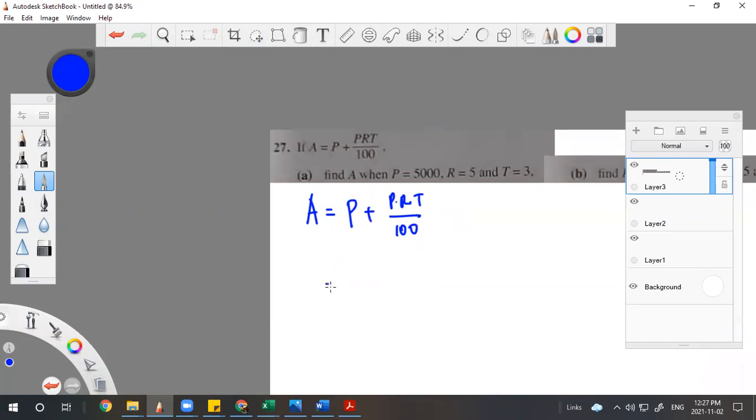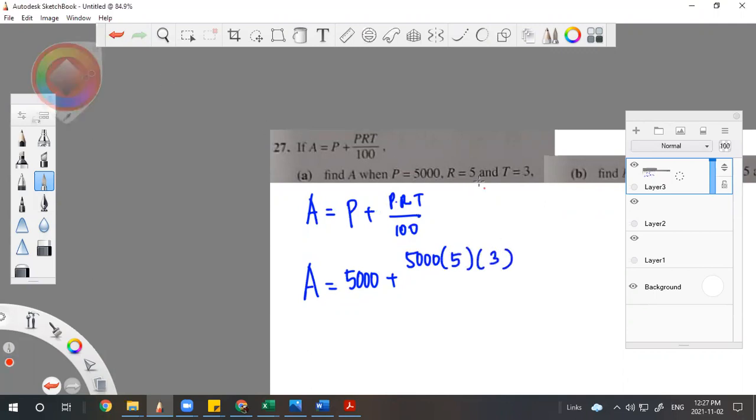Find A, so A is unknown. When P equals 5,000, you put the P as 5,000. R is 5, T is 3, right? Oke, itu jadi biar lebih enak lihatnya. P juga sama, over 100. Piece of cake.